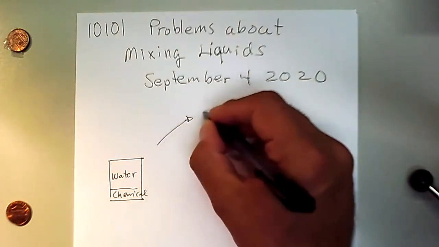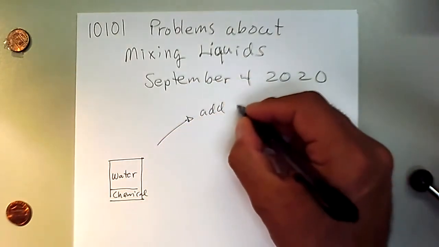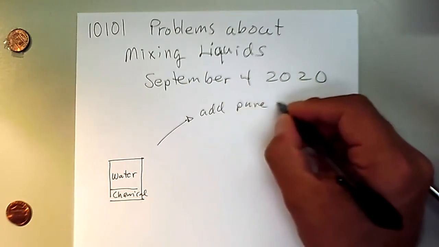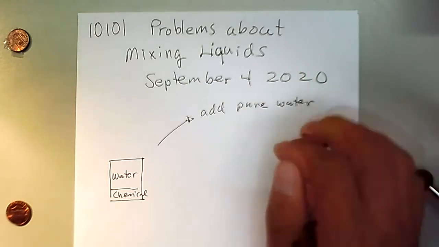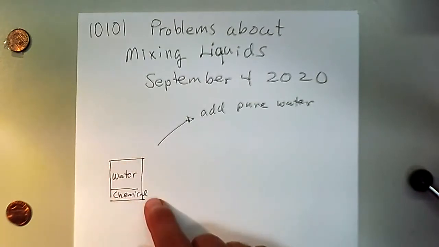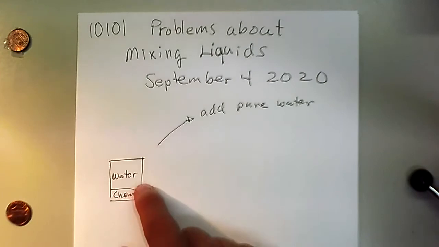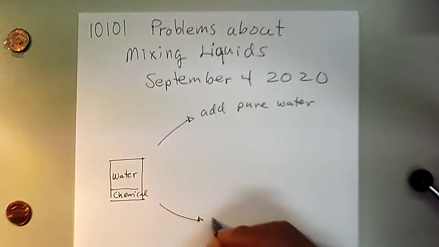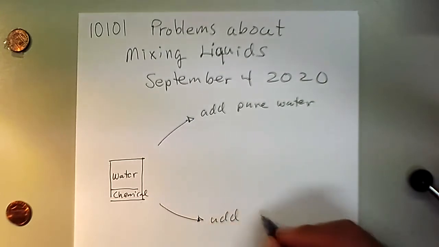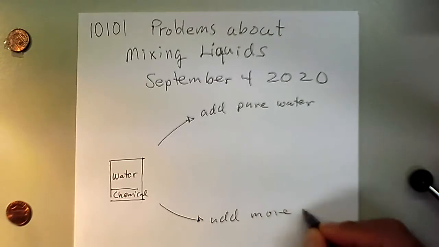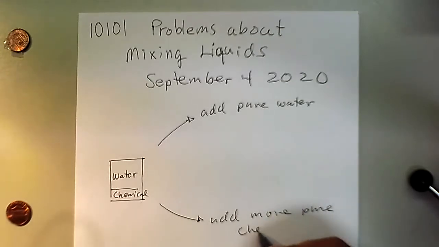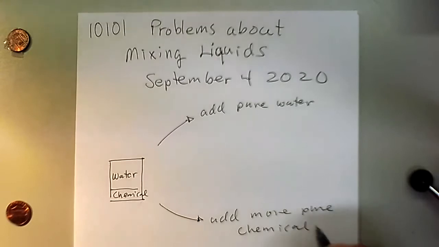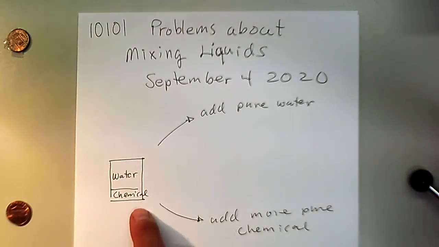one thing we can do is add pure water, and that will dilute this. It will water it down. Or we could add more chemical, more pure chemical. And that will increase the concentration of the solution.